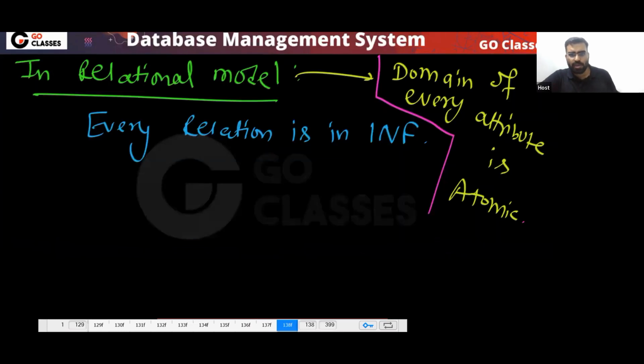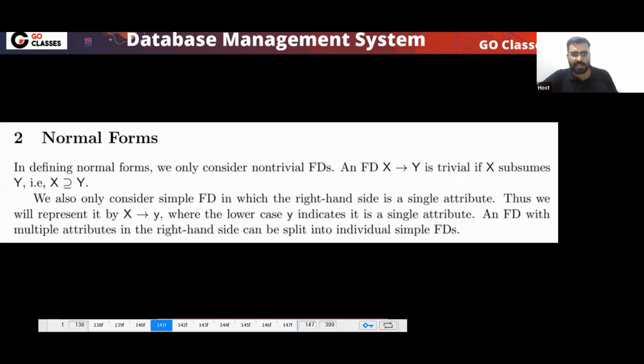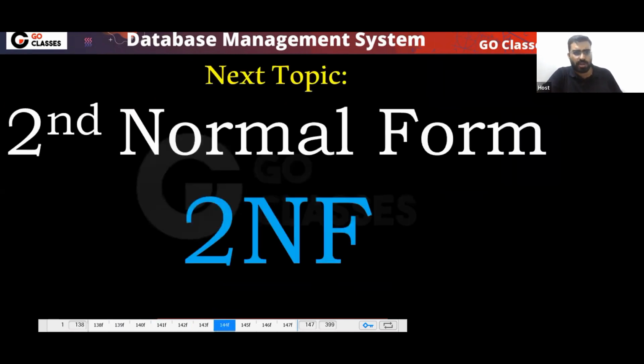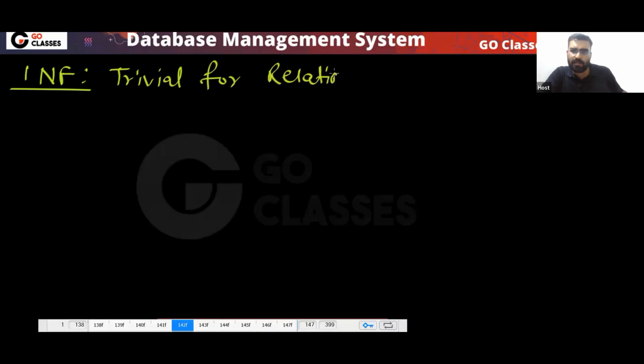So you can notice in the relational model, every relation is in 1NF. This first normal form is nothing. Every relation is in 1NF. Now let's start 2NF, 3NF. Before we study 2NF and 3NF, first of all, let me tell you a few things. This 1NF is very trivial for the relational model.